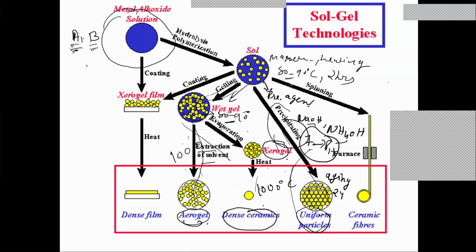So this is the second part. The third part is spinning. Spinning is very easy. Once you get the sol, you mix it for 2 hours at 80-90 degrees centigrade. Then you take the centrifugal machine, right? You must have seen a centrifugal machine in laboratories for testing. When you go for blood tests and so on, there is a centrifugal machine there, right?